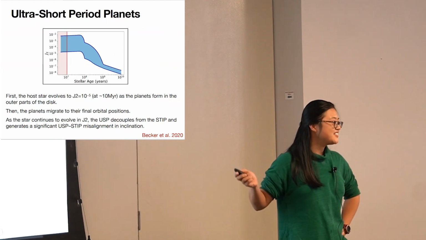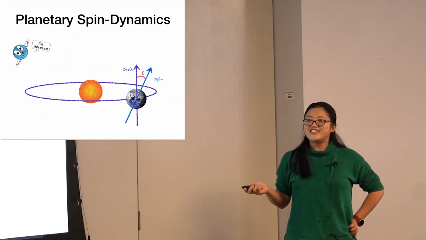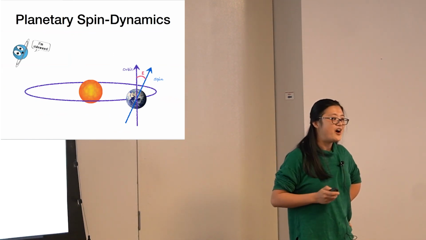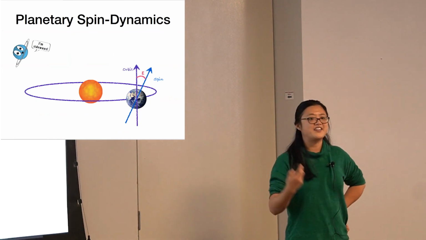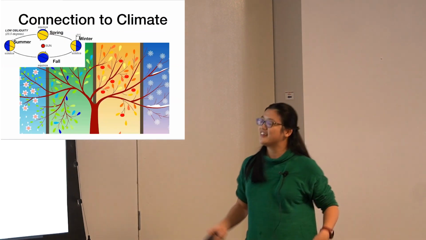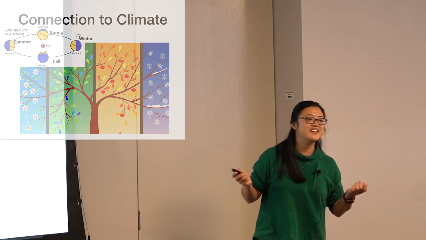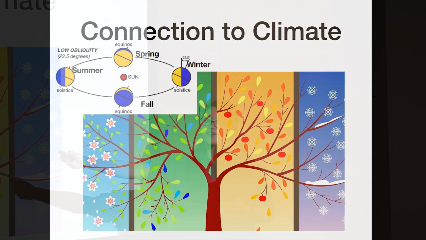Okay, so let's move on to planetary spin dynamics. This will also bring us closer to our own home on Earth, on the influence of planetary spin dynamics on our everyday life. So now let's look at our own Earth. First, we are very lucky. The Earth's spin axis is misaligned by about 23 degrees from its orbit. So as it orbits around the host star, standing in the northern hemisphere, we can feel this very nice change of the 4 seasons of winter, fall, summer, and spring.